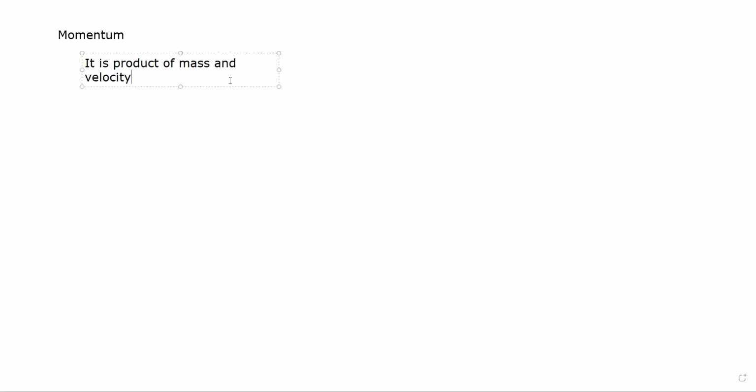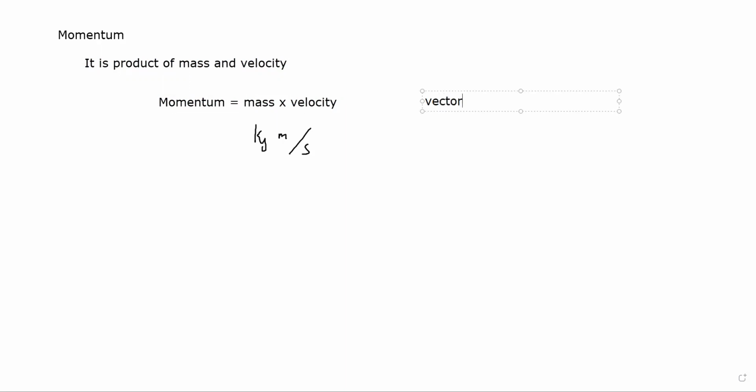When mass and velocity are multiplied with each other, what do we get? We get momentum. The formula for momentum is equal to mass multiplied by velocity, and the unit of mass is kilogram and the unit of velocity is meter per second, so it is kilogram meter per second, and it is a vector quantity. When we say it's a vector quantity, it means it has a direction, or we can use the vector addition rule to get the resultant.